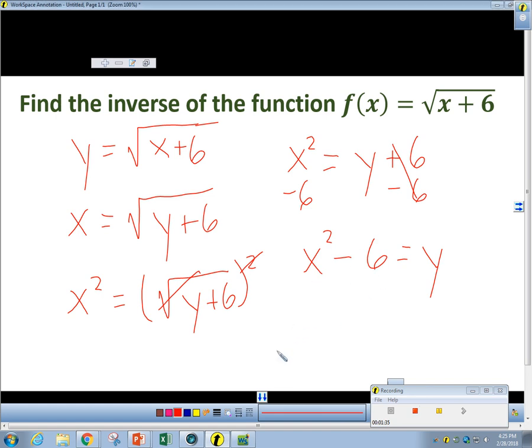And if you want to be really fancy about it, you can write it with the little inverse symbol. The f with the little negative 1 of x equals x squared minus 6. So that's how you do an inverse when you have a radical.